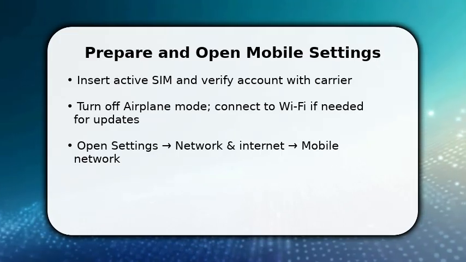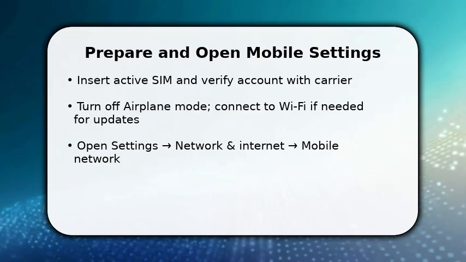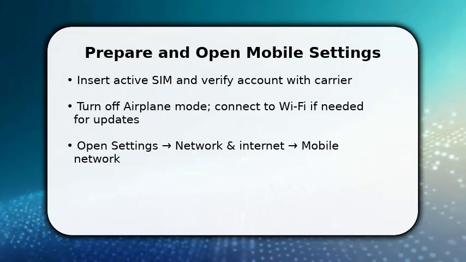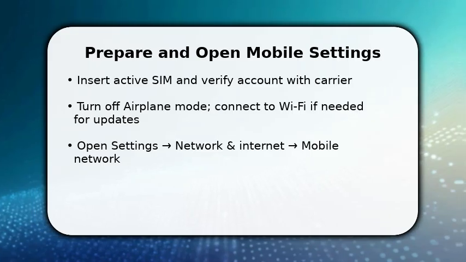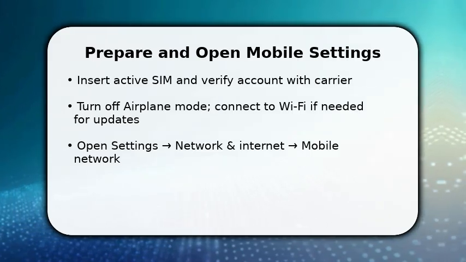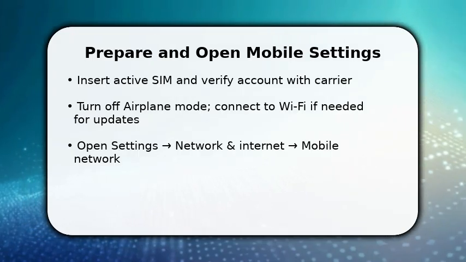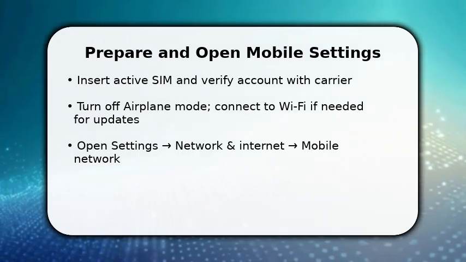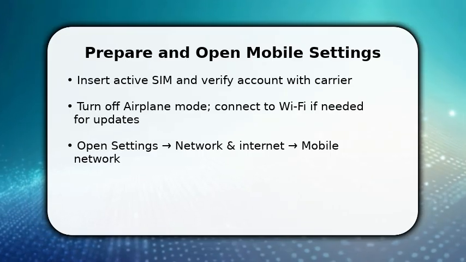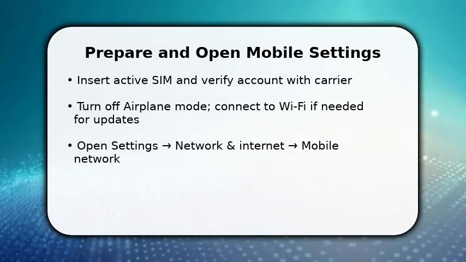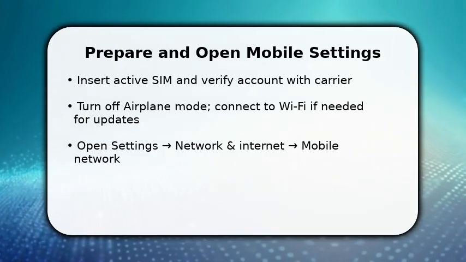You start by confirming essentials: an active SIM, service with your carrier, and airplane mode turned off. Once done, unlock your phone and open settings. Tap Network and Internet, then Mobile Network. You do this because those menus control carrier connectivity and data routing. Make sure you're looking at the right SIM slot if you have dual SIMs.